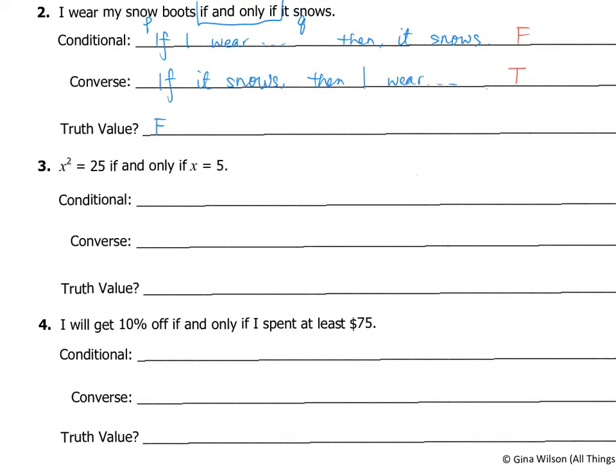So the first conditional statement is a false one. Therefore, the truth value of the biconditional statement, which is this one, is false. And all we need to say is the conditional is false.